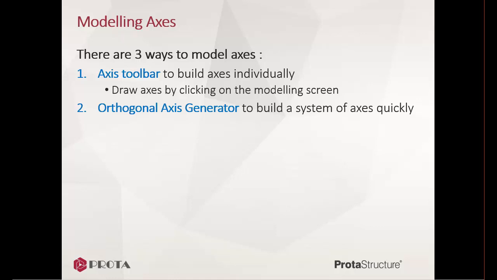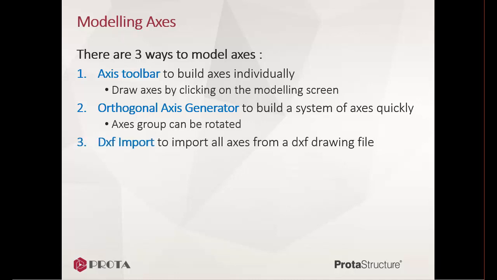Secondly, you can use the orthogonal axis generator to build a system of axes quickly. The axis group can be rotated by keying an angle. Thirdly, you can use DXF import function to import all axes from a DXF drawing file. This can only be done for a new project where no axis exists.